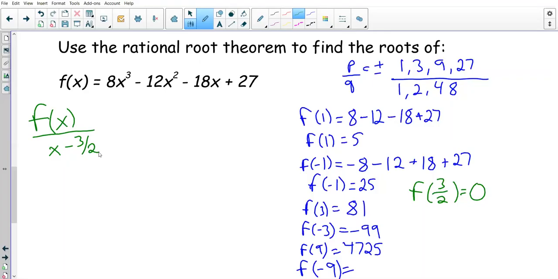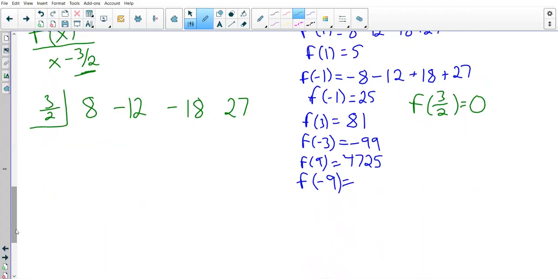So if I'm going to do this with fractions in synthetic division, let's take a look at how this is going to work. So we know the 8 comes down. 8 times 3 over 2 is going to be 12. I add those together, that gets me a 0.